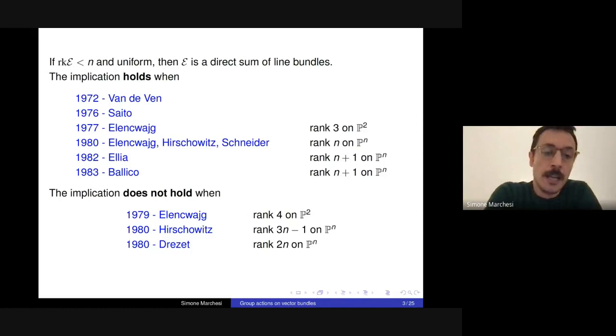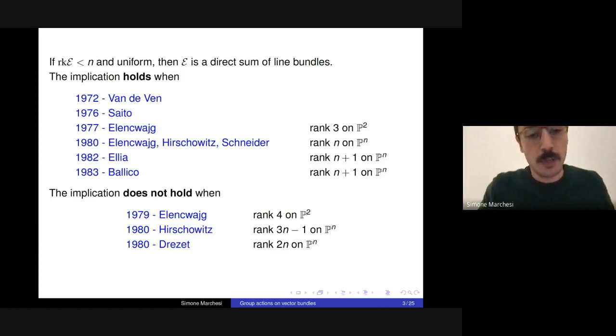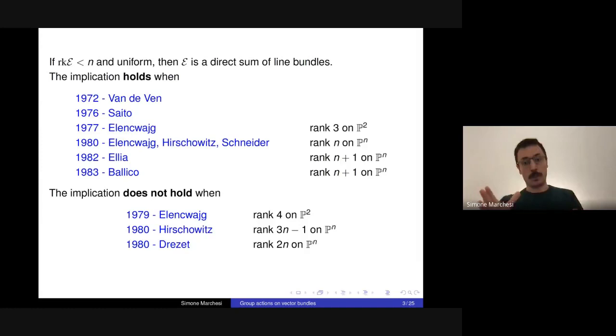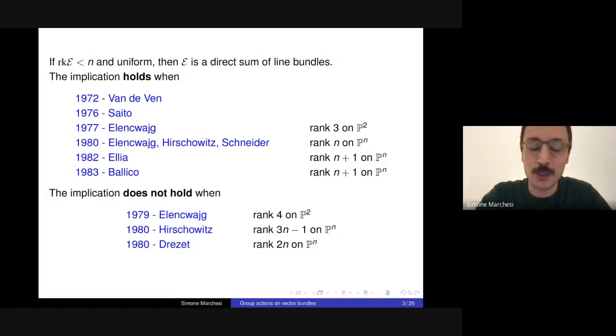And the last examples that we have are by Dresse in 1980, where we construct a family of rank 2n vector bundles on Pn, which are uniform but not homogeneous. And so it's still open to know what happens in the gap between n plus 1 and 2n. This 2n is still the lowest rank that we have on Pn for uniform bundles which are not homogeneous.